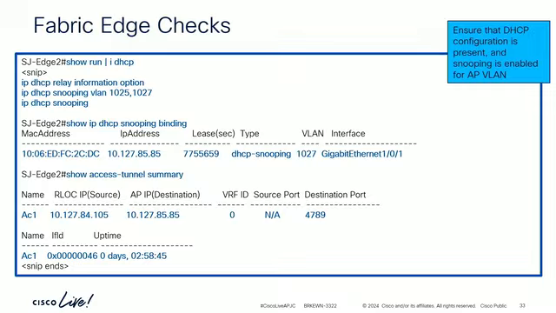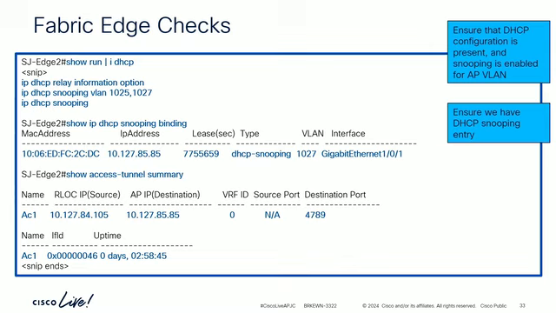That is important. And the most important thing here, and my favorite command as part of the Fabric Edge checks, is show access-tunnel summary. This gives me the details about the AP IP, where it got connected, what the destination port is, and an important point here is the uptime. Uptime is very important. Sometimes, while troubleshooting, I have seen that the AP is all stable, but the access tunnel could be flapping. So in that case, it's very important to look at this uptime. Is it stable?